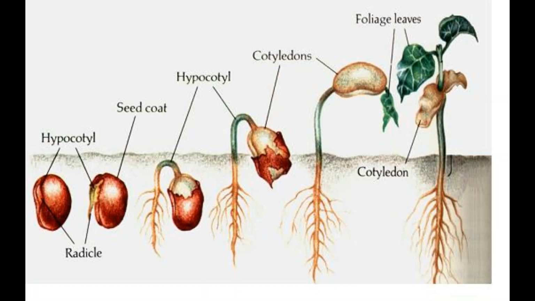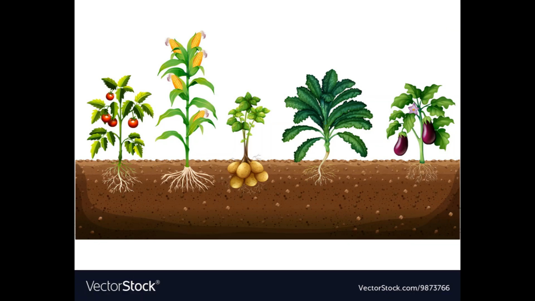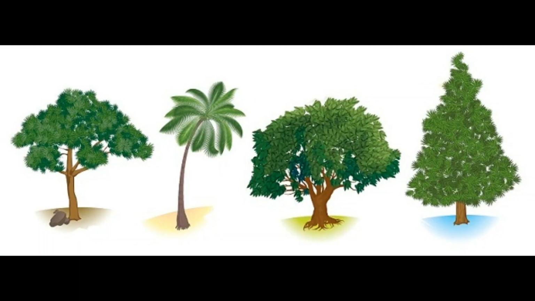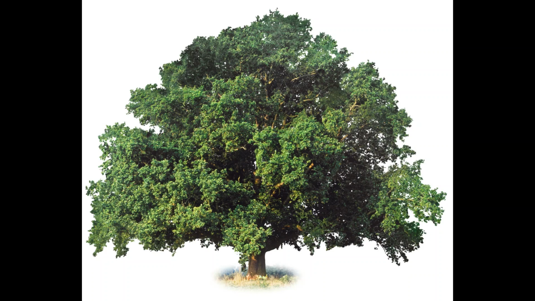Like all other living organisms, plants also grow and reproduce. How do plants reproduce? Most plants bear seeds. Seeds germinate and grow into new plants. Plants also grow from other parts such as roots, stems and leaves, but most plants grow from seeds.